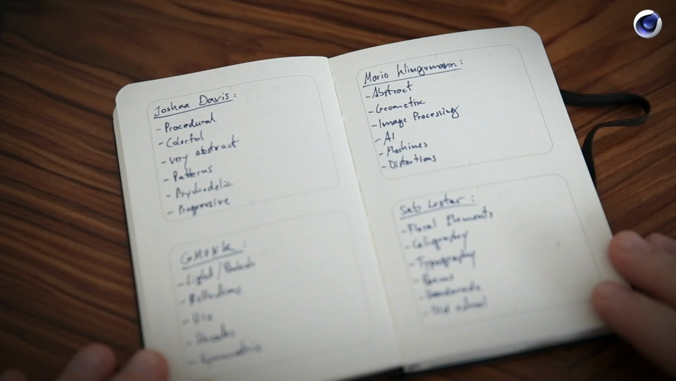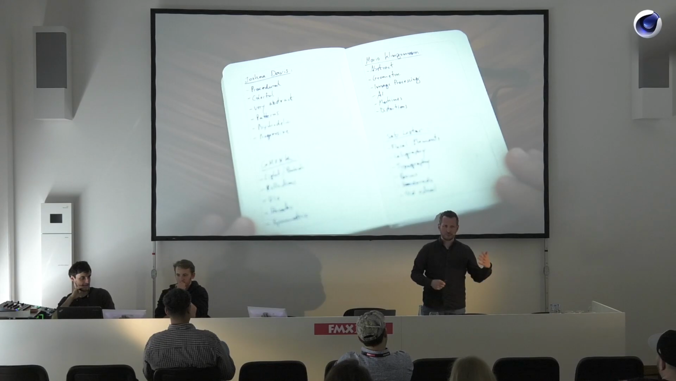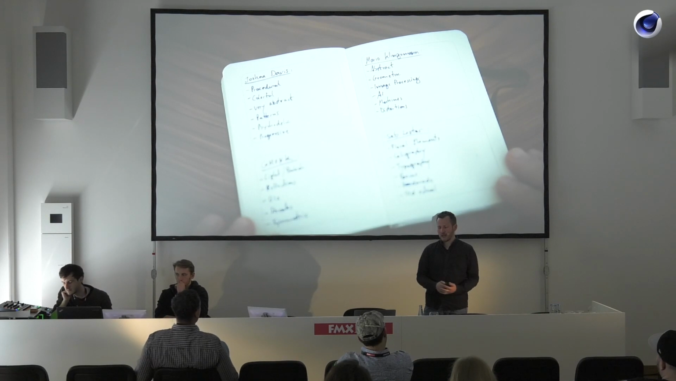So again, we just went in and wrote all the names down. Procedural was the word I was looking for. So Joshua Davis does procedural design, colorful, abstract, patterns. So basically just plain and simple brainstorm work. And for each artist, we came up with a couple of words, and then we kind of developed images.